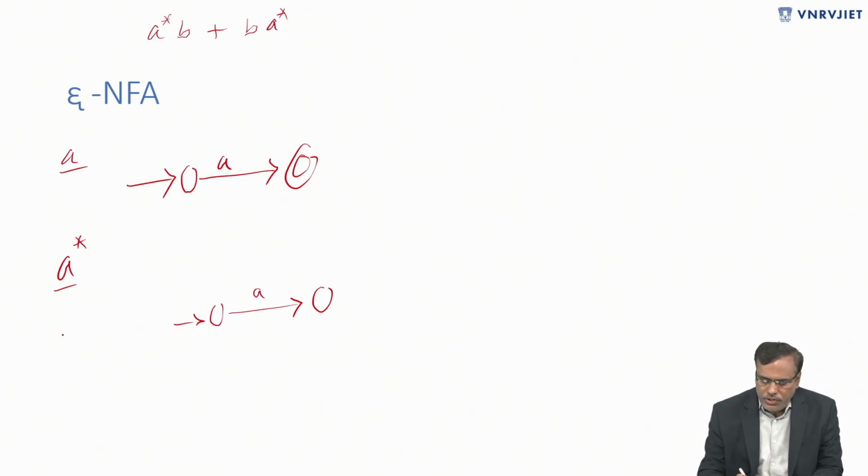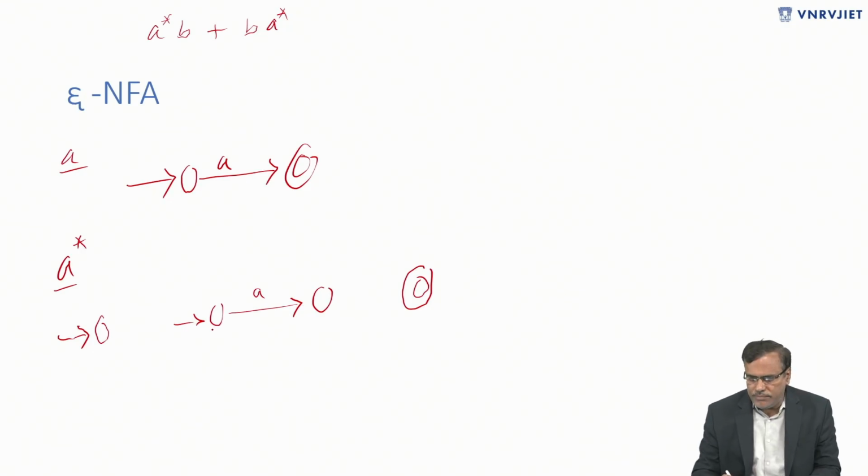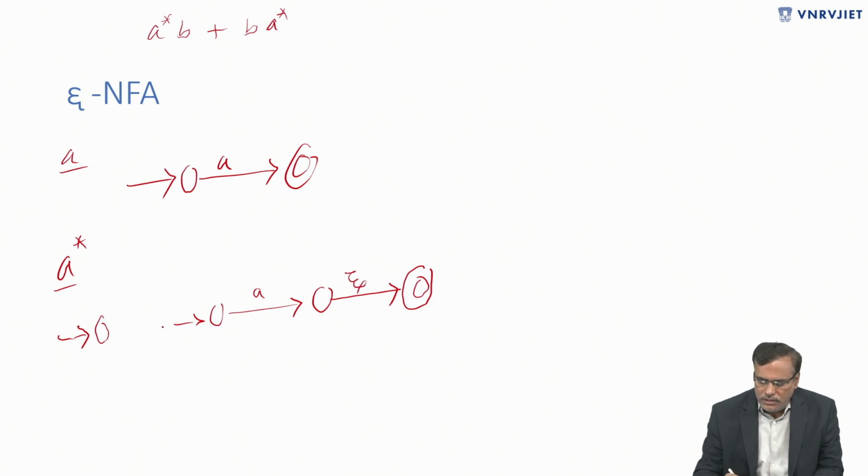So, you have to introduce a new start state and a new final state. You know this was the previous start state and this is the previous final state. You have to give a transition on epsilon from the previous final state to the new final state. And also from the new start state to the previous, or old, start state, you have to give a transition on epsilon.